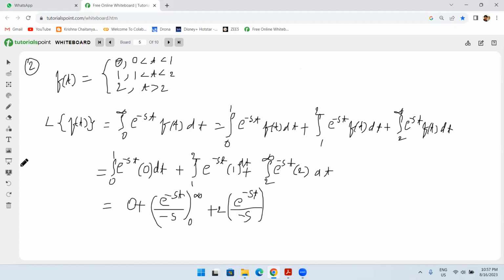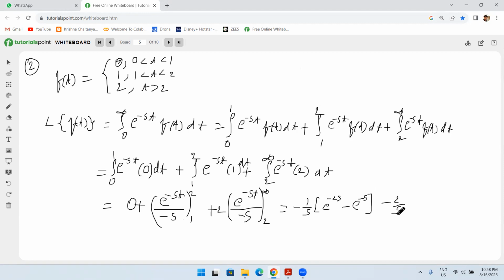The integration is the same but the limits are different. For the second integral the limits are 1 to 2, and here the limits are 2 to infinity. Here I'm taking minus 1 by s outside. E power minus st, substitute the upper limit 2 in the place of t, so we get e power minus 2s, minus e power minus s, substituting the lower limit 1.